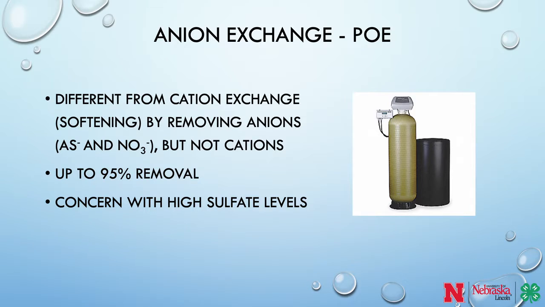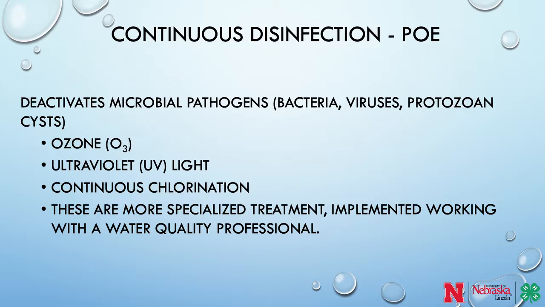Continuous disinfection for point of entry deactivates your microbial pathogens, such as your bacteria and viruses. Ozone, UV, and continuous chlorination are three types of it. They're really specialized treatment, not as often used with residential systems, and it's best to implement them working with a water quality professional.